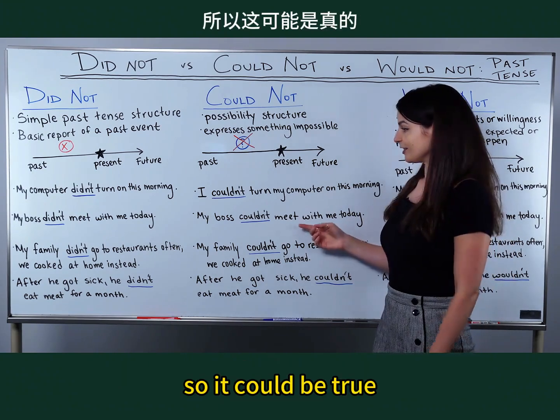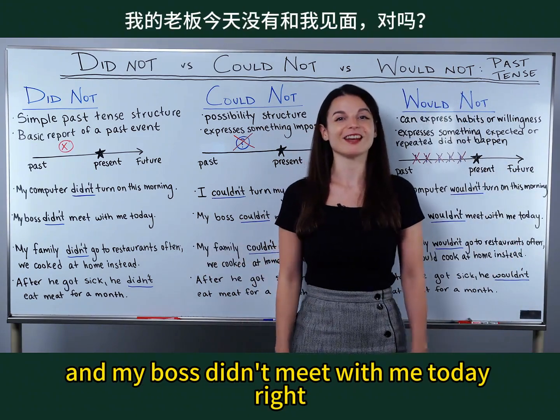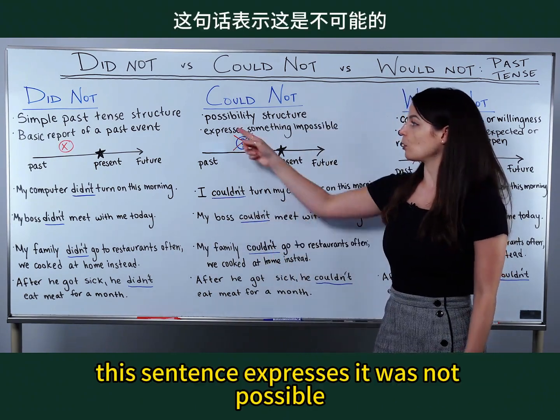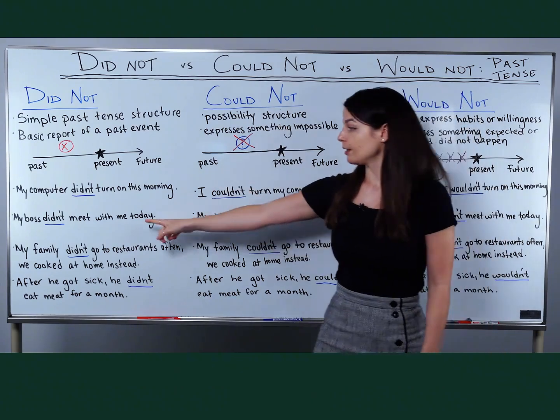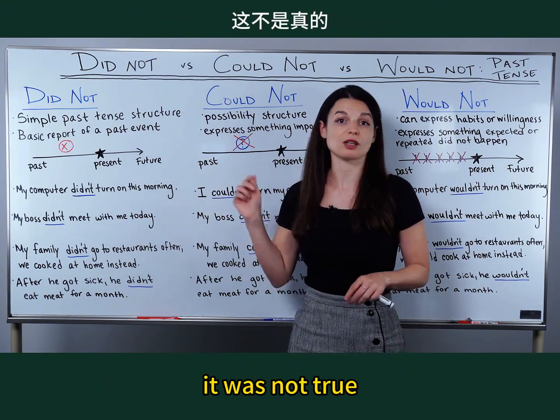So it could be true. My boss couldn't meet with me today and my boss didn't meet with me today, right? Those things could both be true. This sentence expresses it was not possible. This sentence doesn't express that. It just expresses this thing did not happen. It was not true.